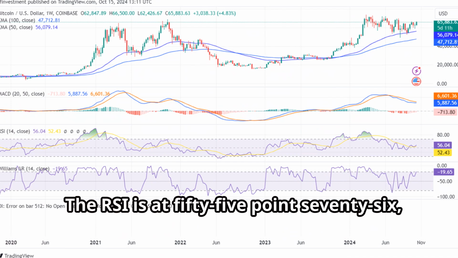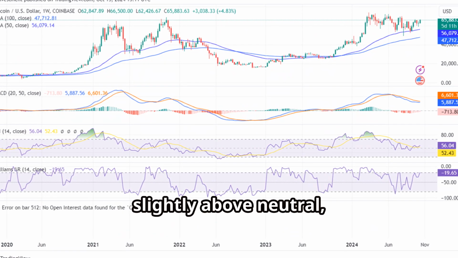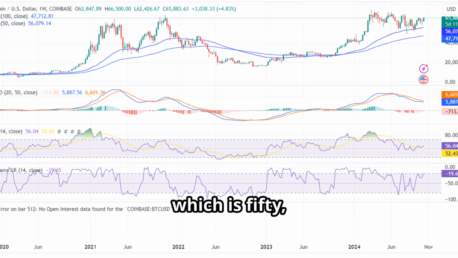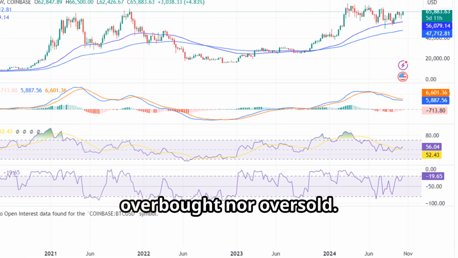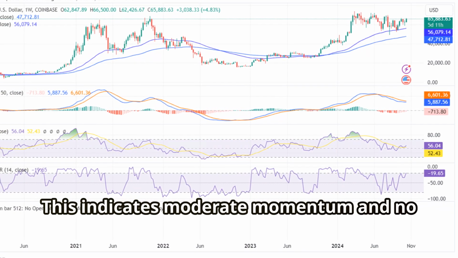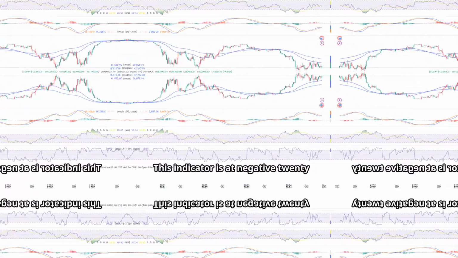The RSI is at 55.76, slightly above neutral, which is 50, suggesting that Bitcoin is neither overbought nor oversold. This indicates moderate momentum and no strong buying or selling pressure.